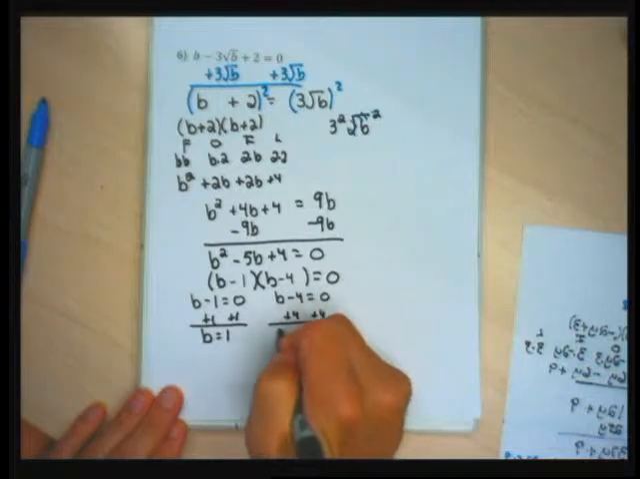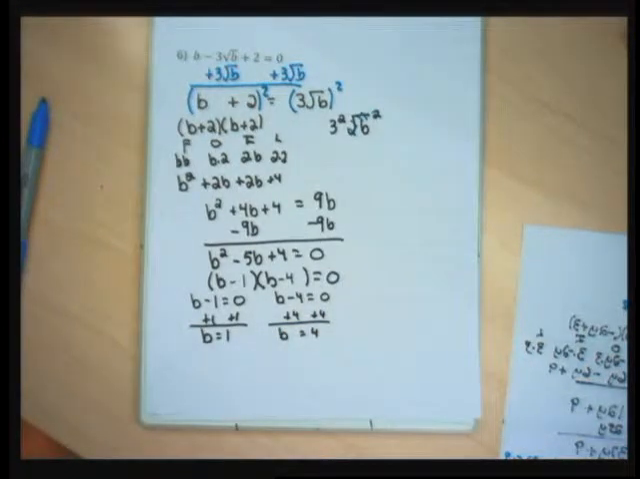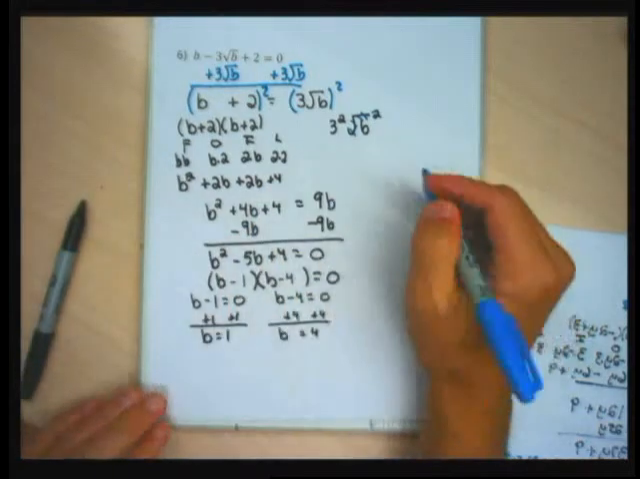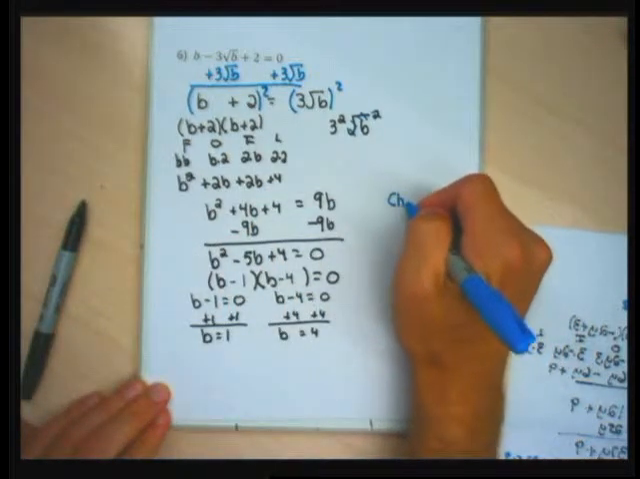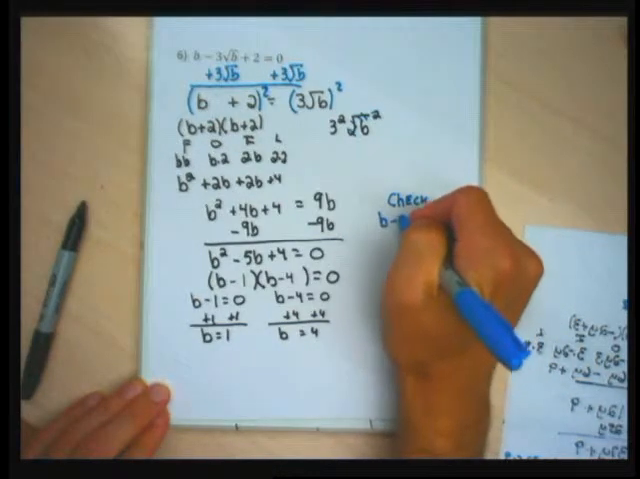So I factored into b minus 1 times b minus 4. Once I had the factors, I set them equal to 0. Finished it up and got b equal to 1 and b equal to 4. I absolutely have to check.